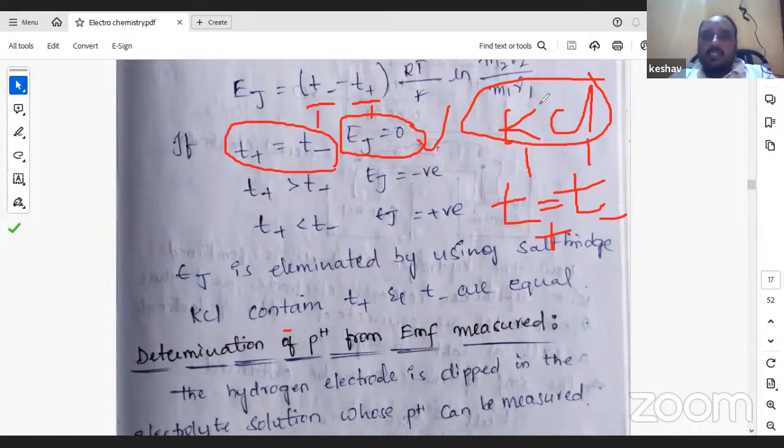So these K plus and Cl minus are having same transport numbers, same speed they can move, right? Whatever is the ion in the solution, that doesn't matter.